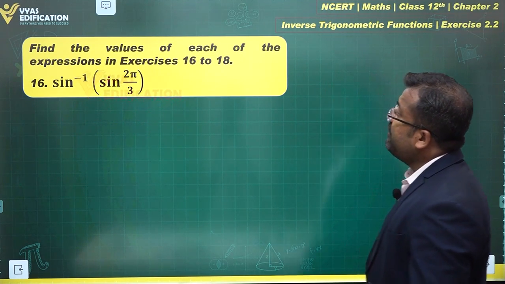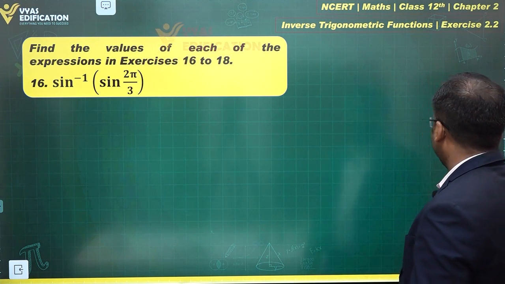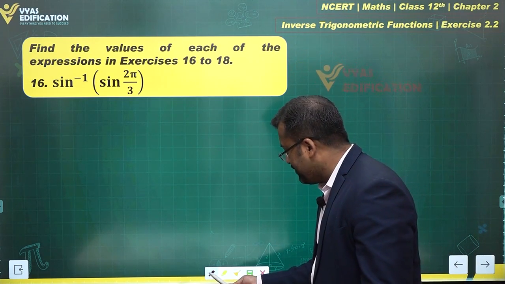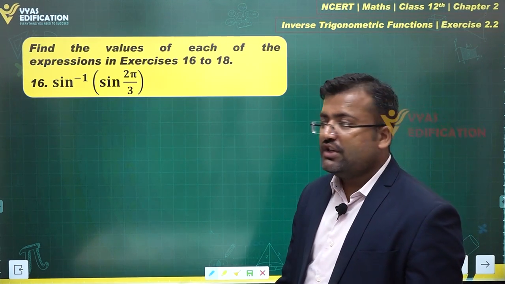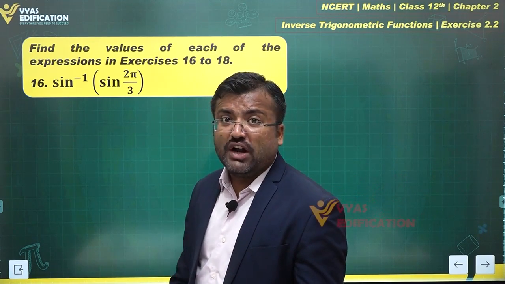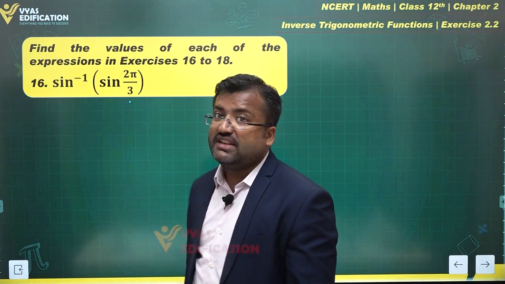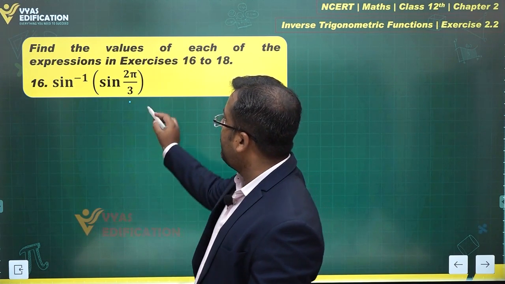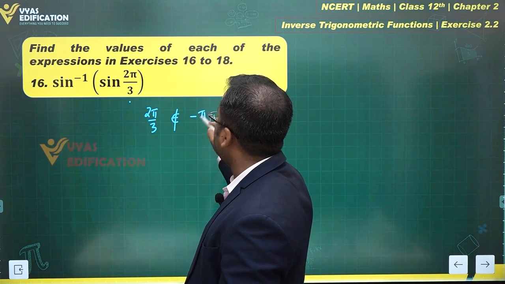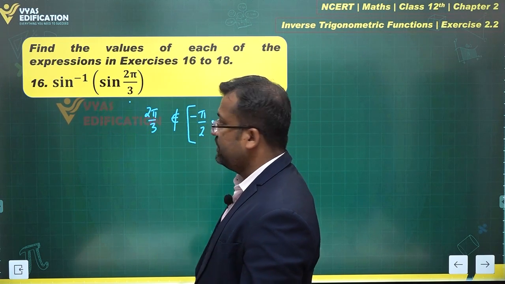What does the question say? Find the values of each of the expressions in exercise 16-20. Let's solve this 16. Sin inverse sin 2 pi by 3. An interesting question. And what's interesting about this is that the output could have been x, sin inverse sin x, the output could have been x if x lies in the interval minus pi by 2 to pi by 2, but this 2 pi by 3 does not lie in the interval. The first thing that you observe is 2 pi by 3 does not belong to the interval minus pi by 2 comma pi by 2.